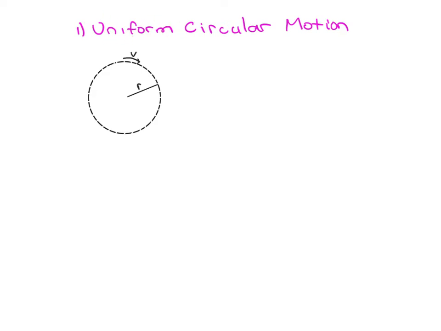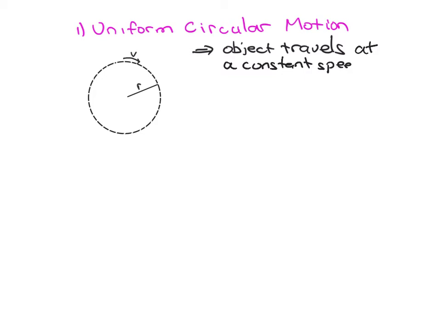And what do we mean by uniform circular motion? By definition, what that means is that the object travels at a constant speed, and we'll call the speed v, and we'll specify that the radius of our circle is lowercase r. And now I'm going to make a claim, which I will prove in a moment. And the claim is twofold.